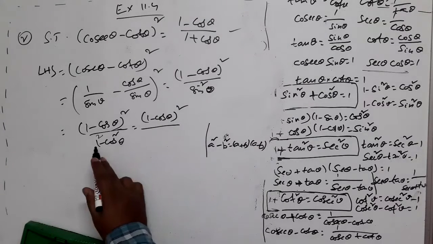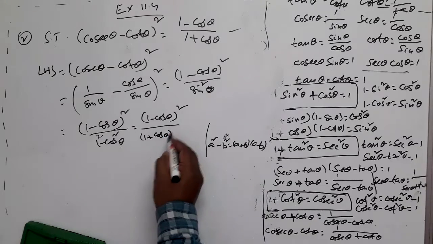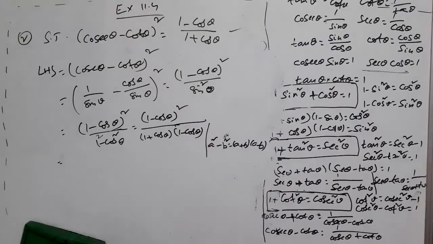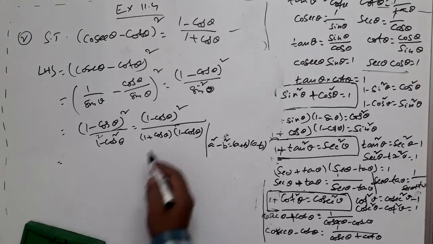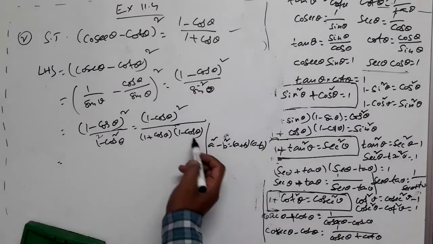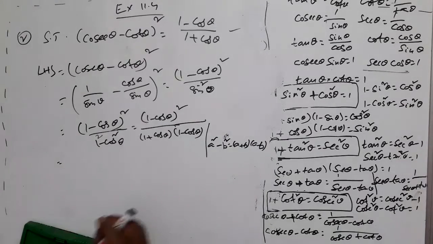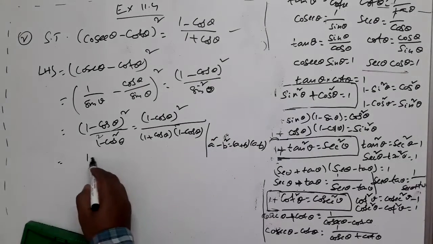Now the denominator is of the form a square minus b square. I am using the formula a plus b into a minus b. So this will be like this now. That is 1 plus cos, 1 minus cos. Right? A plus b, a minus b. See, if you can observe, this is 1 minus cos theta, this is 1 minus cos theta whole square. So one 1 minus cos theta I can cancel, right?